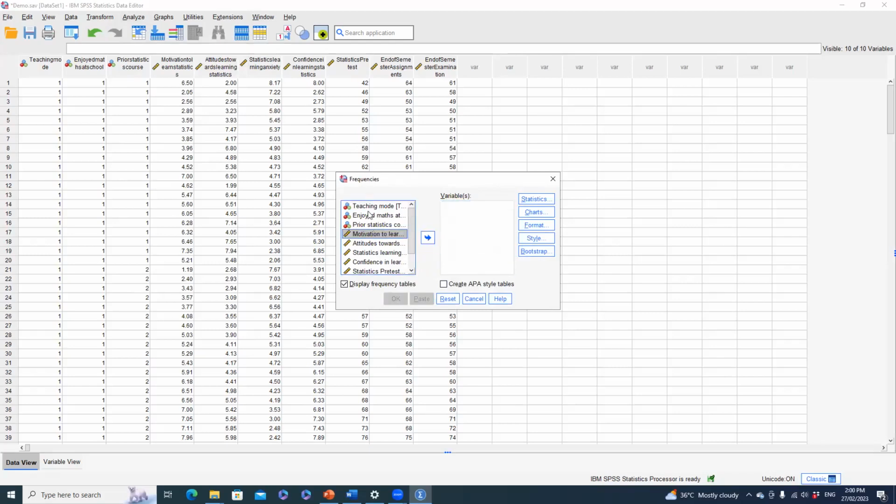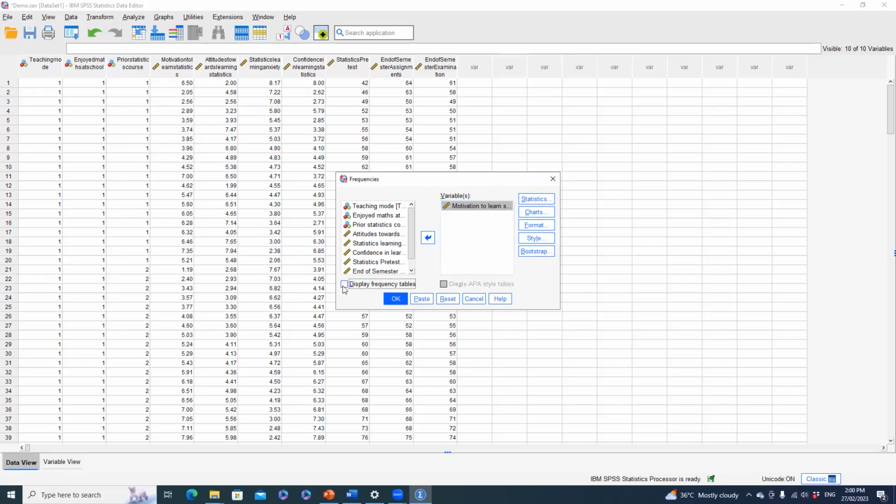So what we do is we've got a list down the side here. We click the one that we're interested in, and we then transport it into the variables box over there, to indicate that out of the list of variables that we have, this is the one we want to focus on. Now, in this case, I'm going to untick display frequency tables.